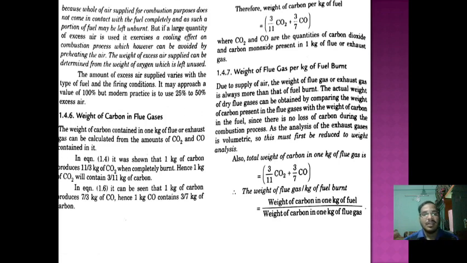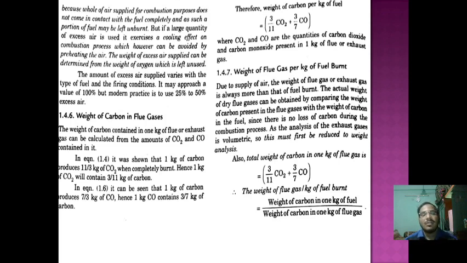Sometimes excess air is supplied in the air-fuel mixture, because the air comes from outside the cylinder. The amount of excess air supplied varies with the type of fuel and the firing condition. The firing condition will be affected, because if excess air is supplied to the cylinder, it may approach a value of 100%, but modern practice is to use 25% to 50% excess air.